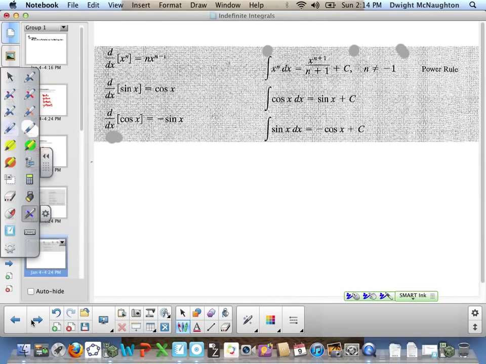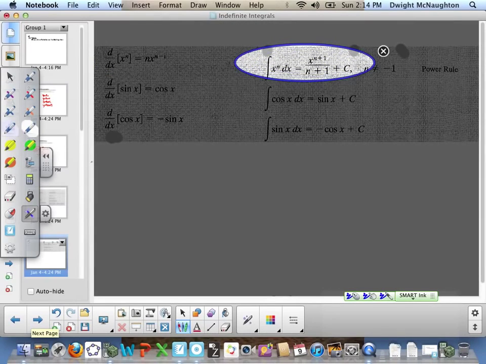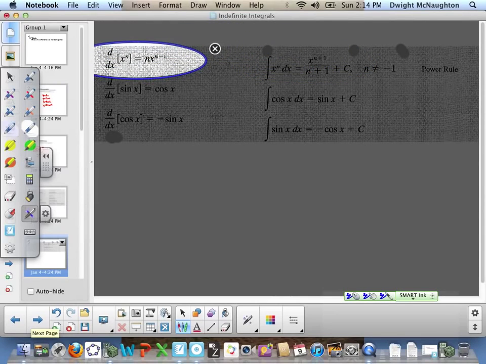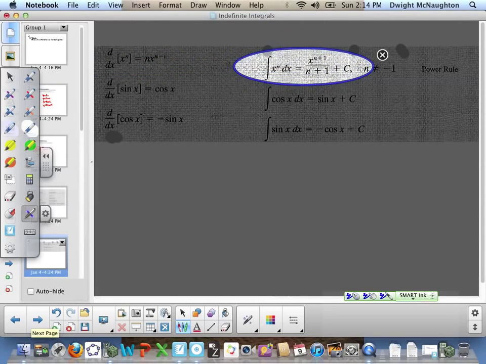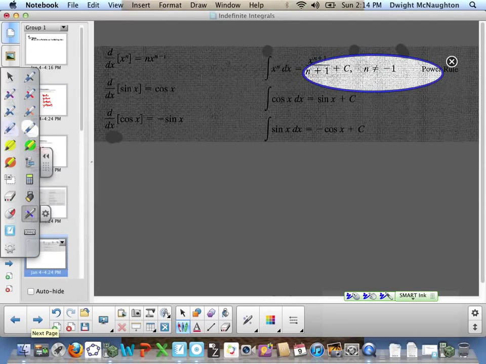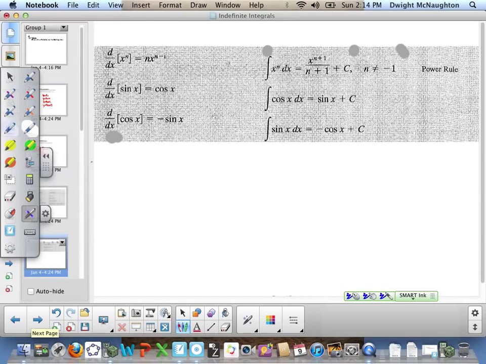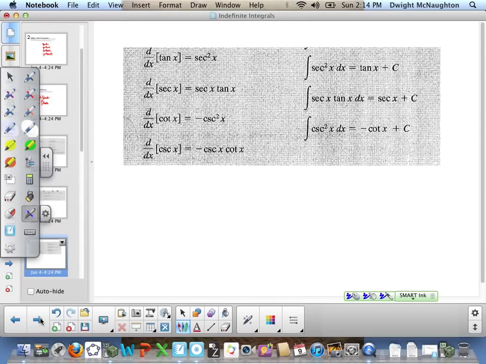Power rule, you subtract. Well, the antiderivative of the power rule, you add. Everything's backwards. Here you multiply by the power. Here you divide by one more than the power. Just make sure your power doesn't start at -1, because you can't divide by -1 plus 1, which is 0. Sine, cosine, same thing. And all the other trig functions hold up.